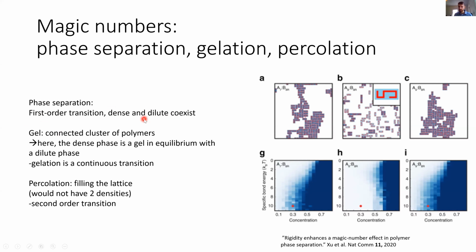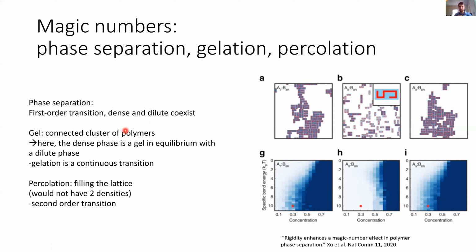So that's the density, that's the order parameter here. Now, a gel is just a connected cluster of polymers or proteins. So in our case, the dense phase is a gel, right? Like this is clearly a cluster of proteins. And so gels and phase separation are definitely not mutually exclusive.